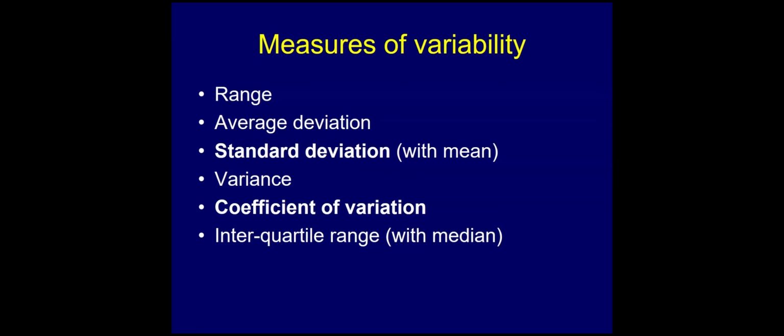Then comes something called range. What is range? The lowest value and the highest value. So if I give my median and the lowest value and highest value, I know that, okay, below this median, 50% are there. Okay, my values start from this and end at this. Then comes something called average deviation, which is, from the mean, the average deviation of each value. Then comes standard deviation with mean.